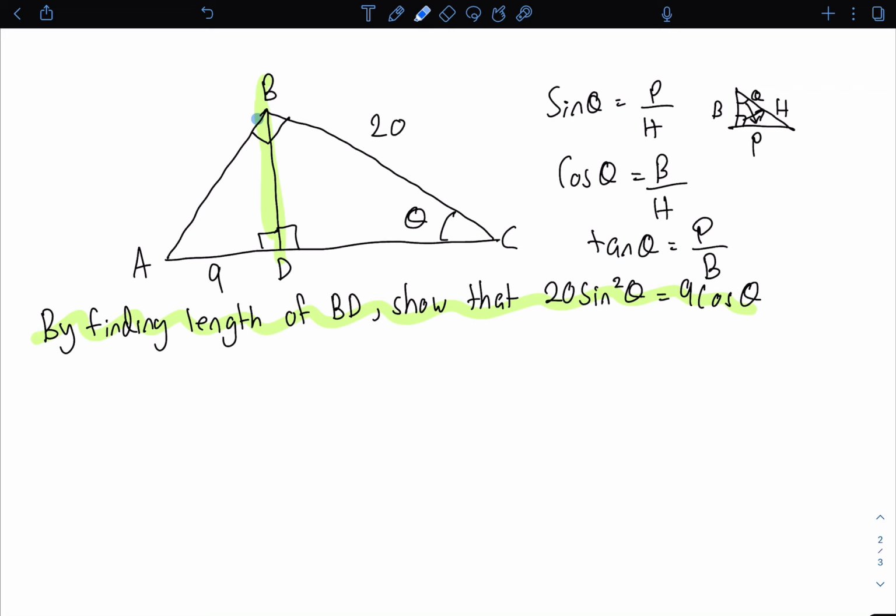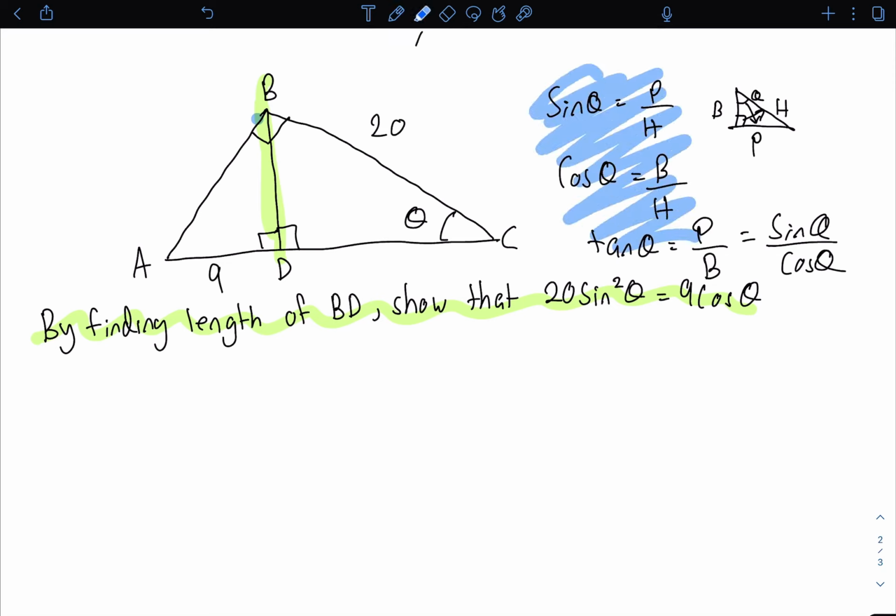So sine theta is equal to perpendicular over hypotenuse, cos theta is equal to base over hypotenuse, and tan theta is equal to perpendicular over base. We can also write tan theta as sine theta over cos theta. That'll come in handy later, but for now, let's just focus on these trigonometric identities as they are. Let's memorize them. Okay, we've got them down.